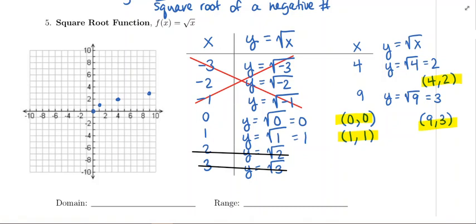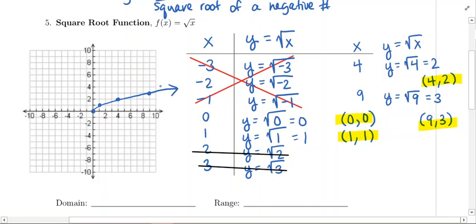So this is what the square root function looks like. You've got these points, and we're going to connect them. It's going to look like this. The square root function starts at the origin, and then it goes through these points like this, and it goes this way forever. This is the complete graph.